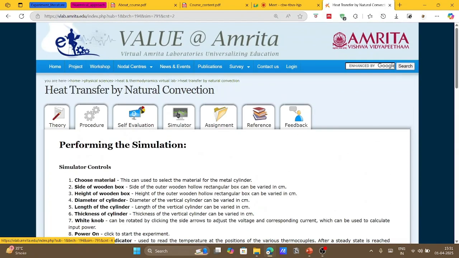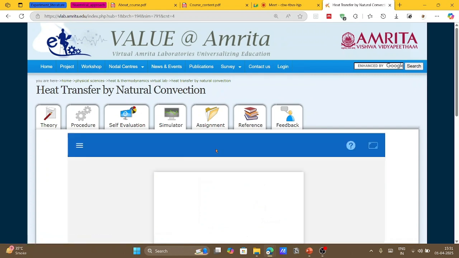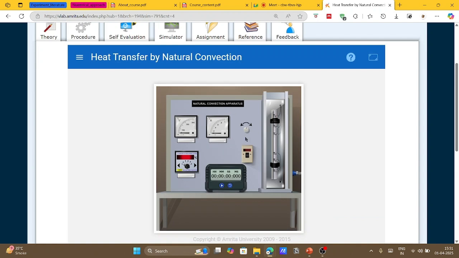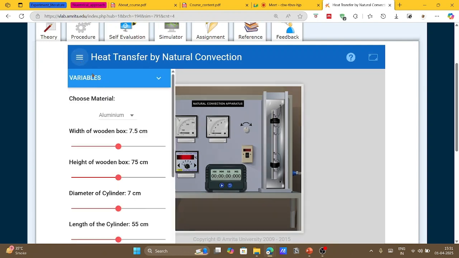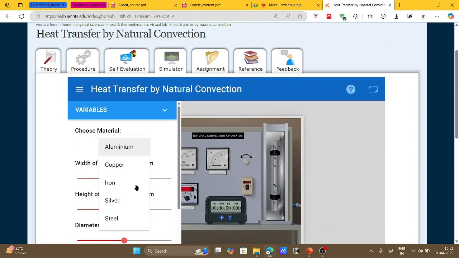For air, the thermal conductivity is given as 0.024 watt per meter Kelvin. So let's move to the experimental simulator. Once you load the simulator, you can see a setup similar to what was shown in the experiment. Here you can select various materials for your cylinder, right? Remember, here we are computing the property of air. Here we are computing the heat transfer coefficient of the air.